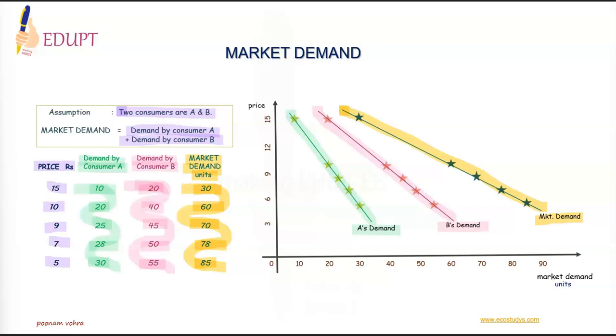So a market demand curve is the graphical presentation of the amount all individuals in a market are willing to buy at a given price within a time period, assuming all other factors are held constant. So market demand is a horizontal summation of all individual demands at a given price.